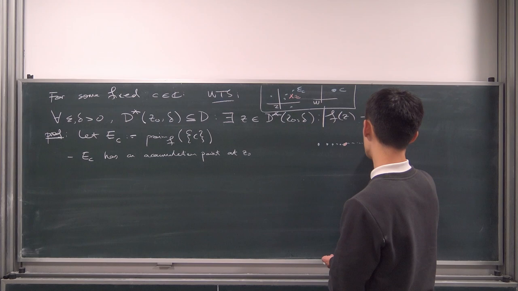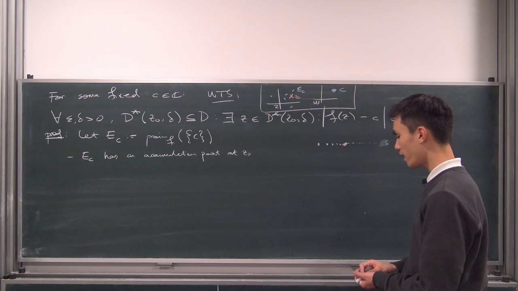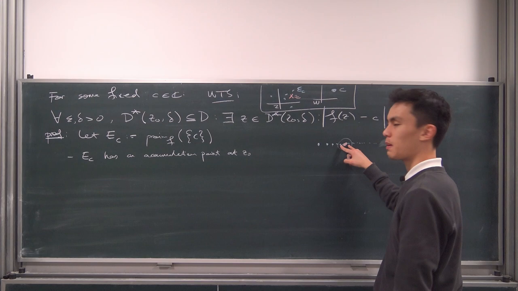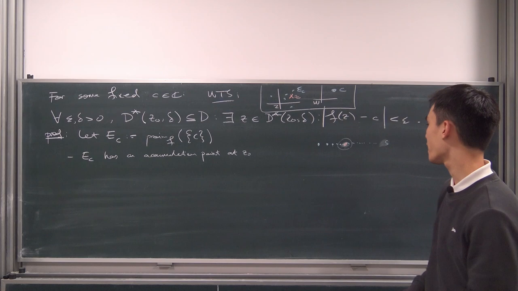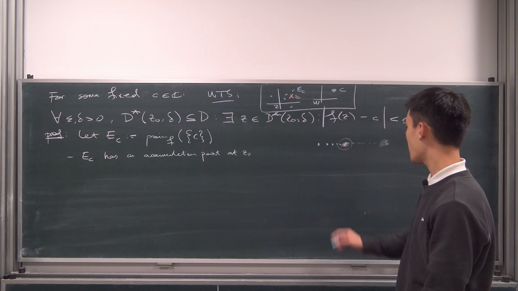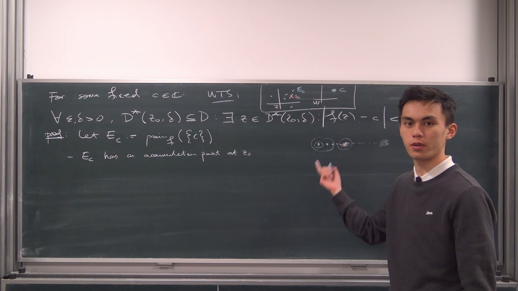Now, what is an accumulation point of this set? Let's just call it S, for example. It's a point where for any open neighborhood you form around that point, there are always going to be points in S which are contained inside of this neighborhood. So you can make this neighborhood as small as you want around that accumulation point, but you're always going to hit points inside of S. That's what an accumulation point is. And for example, this point right over here, that's not an accumulation point. Even though this neighborhood contains points in S, I can make it small enough such that it avoids points in S. So that's not a point of accumulation.